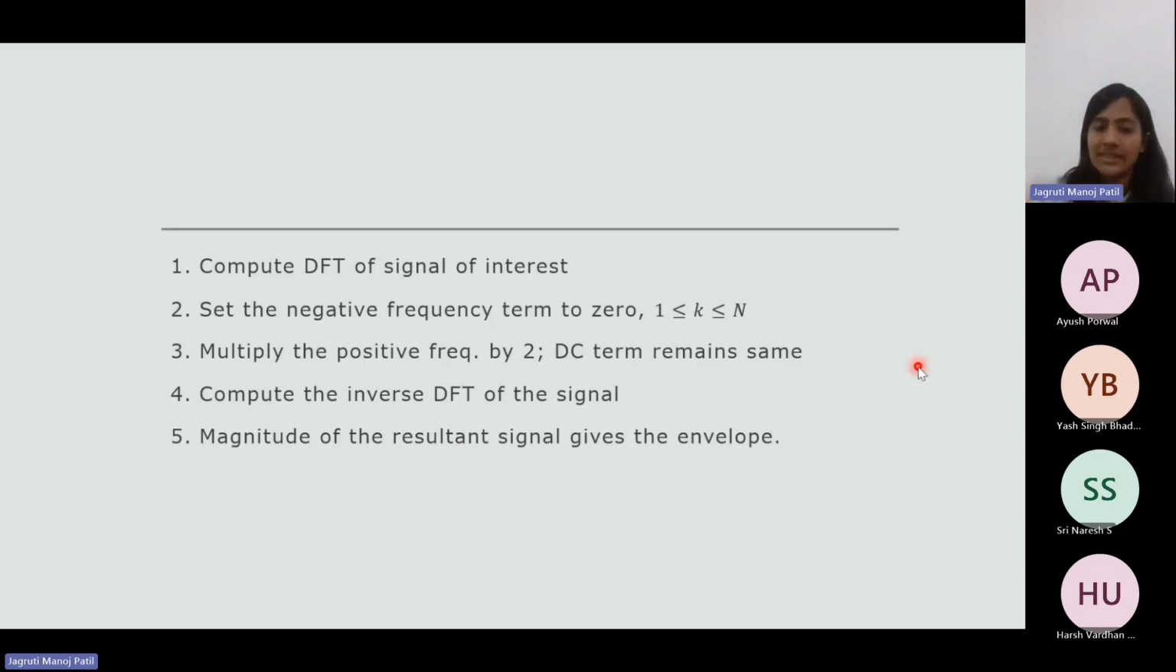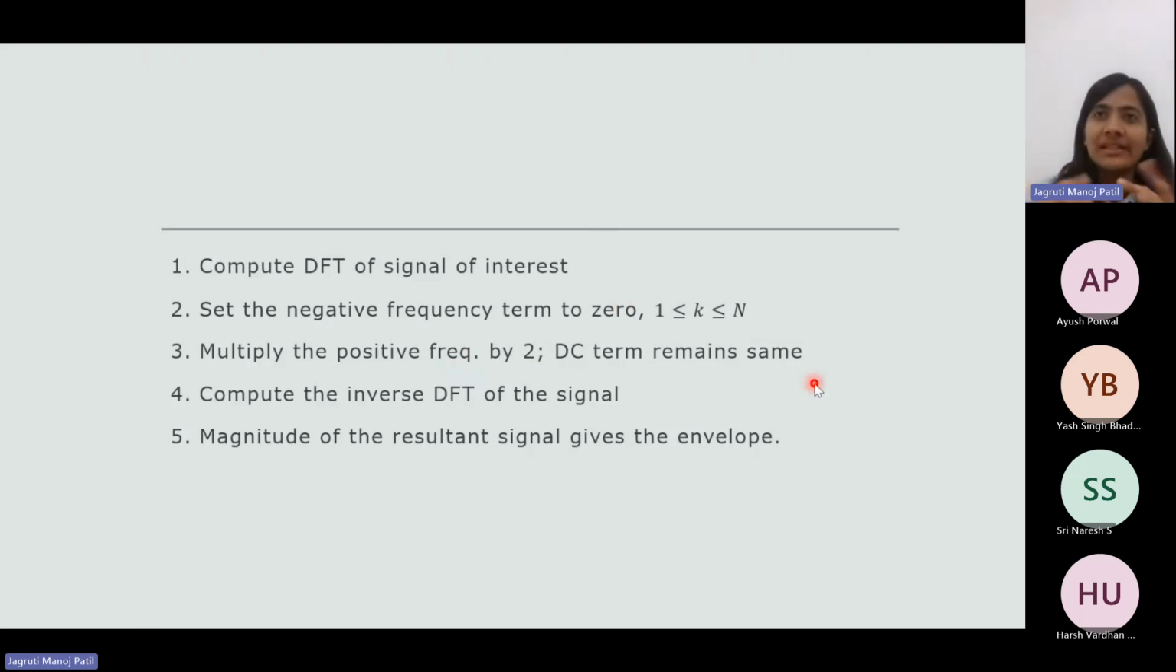So what are the steps of the process? We first compute the DFT, the discrete Fourier transform, of the signal of interest. You set the negative frequency terms to 0. Here I have given an analogy of how we do it in MATLAB. You take the variable from 1 to n. Without realizing, you gave everything in the negative frequency as 0, but that's also part of the signal you're looking into, so you can't directly make it 0. So what we do is multiply the positive frequency by 2, essentially duplicating the signal on itself. The DC term remains the same.